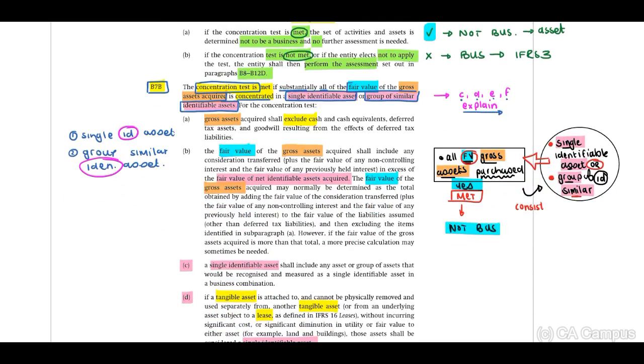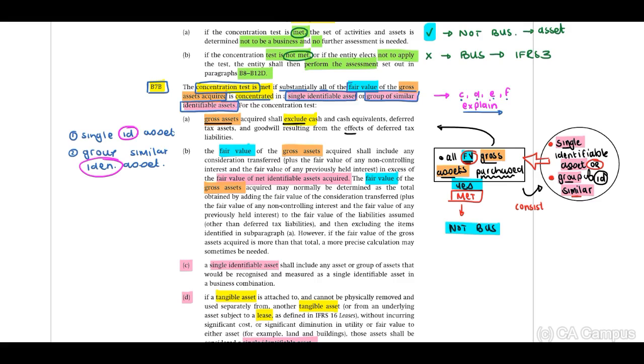B7B(a) indicates to us that gross assets acquired shall exclude cash and cash equivalents, deferred tax assets, and goodwill resulting from the effects of deferred tax liabilities. Therefore, in determining your gross assets purchased, they indicate to us that this shall exclude cash and cash equivalents. Okay, guys, there is an illustrative example in your illustrative examples textbook.